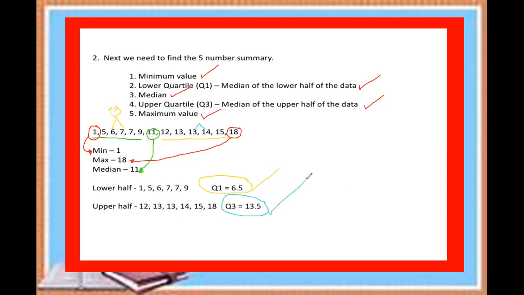So we have now the 5 values that we are trying to find out: the minimum, the maximum, the median of that set of data, the lower half, which is the first quartile, and also the third quartile or the median of the upper half, and of course the maximum value, which is 18. Please consider that one, because in the activity we will be solving and applying that learning.